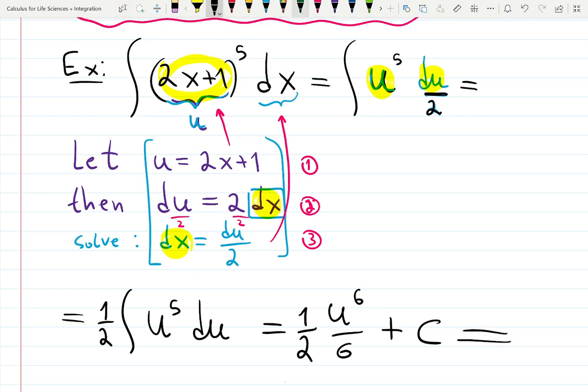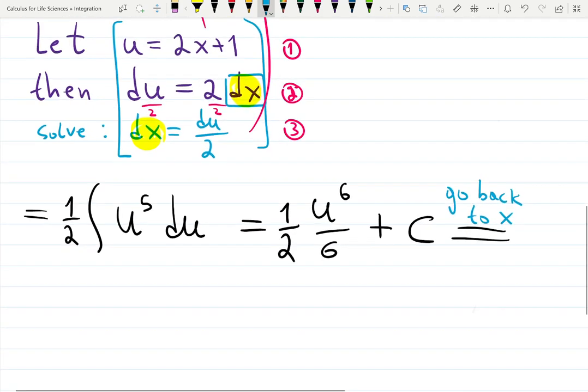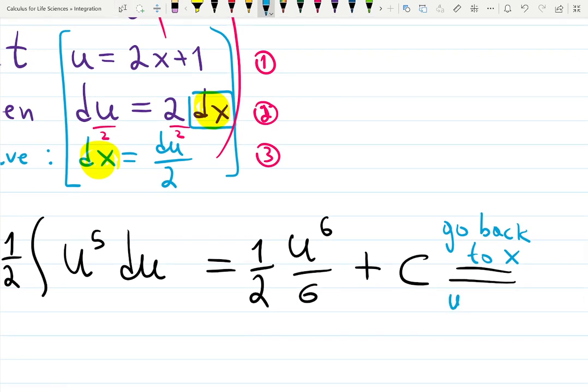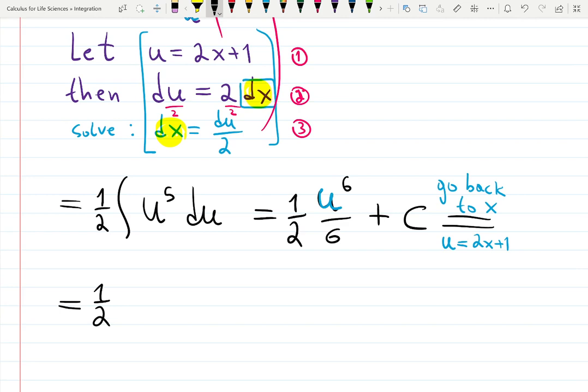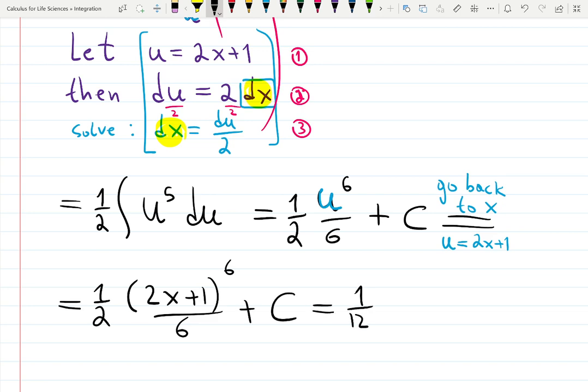Don't forget. Let's use blue color. Go back to x notation. How to go back to x notation? Use equation number 1. I will remind myself that u is actually 2x plus 1. So instead of u to the 6 over 6, I will have 1/2, and then I will have (2x plus 1) to the 6 over 6 plus c. Collect the constants if you want: 1 over 12, (2x plus 1) to the 6, plus c. And this is the answer.